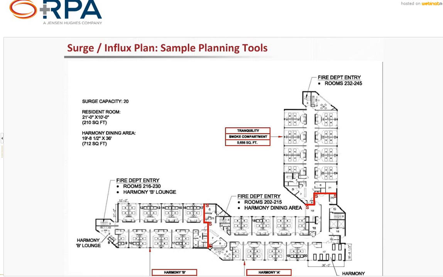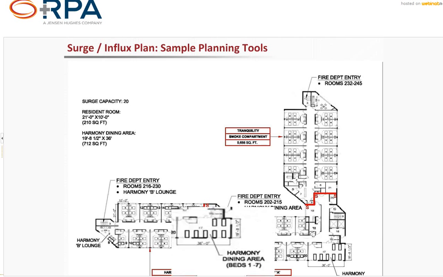Additionally, what can be useful is calling out on a floor plan which rooms can be used and how that layout and setup would take place. And here's just a sample floor plan, and they call out on the upper left-hand side what the overall surge capacity could be and the expansion using the dining room. They're also using some of the resident rooms where they can gain additional surge space by doing some moving around of resources in the building.